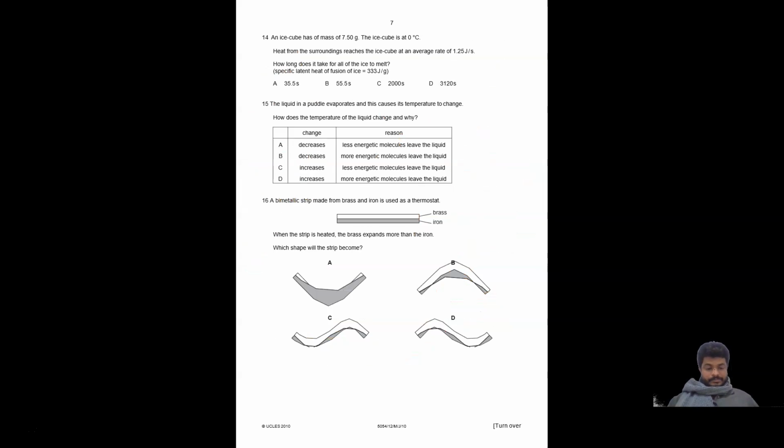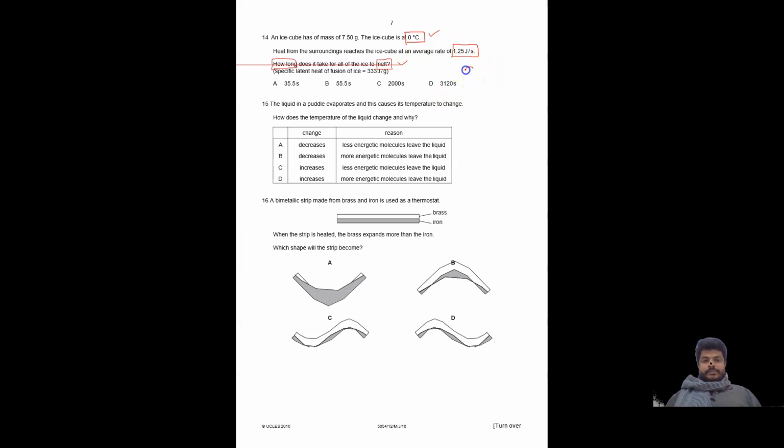Question number 14. An ice cube has a mass of 7.5 gram. The ice cube is at 0 degrees Celsius. Note this point, 0 degrees Celsius. Heat from the surroundings reaches the ice cube at an average rate of 1.25 joule per second. Note this number. How long does it take for all the ice cube to melt? Note this keyword. So here keywords are 0 and melt, and melt is the keyword for you.